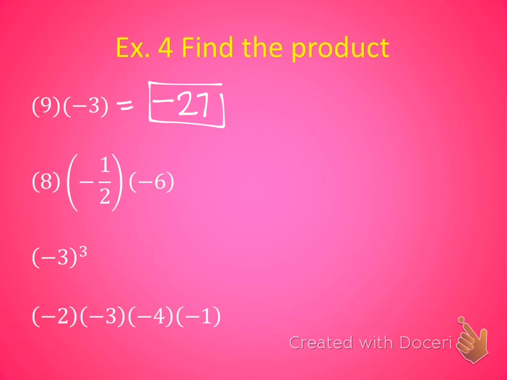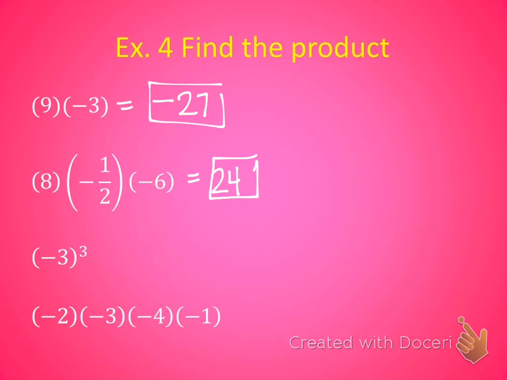Okay, let's count up. How many negative signs do I have in this second problem? 2. All right. And when I have an even amount of negative signs, what's my answer going to be? Positive. So let's just multiply. 8 times 1/2, or basically 1/2 of 8 is 4. 4 times 6 is 24.